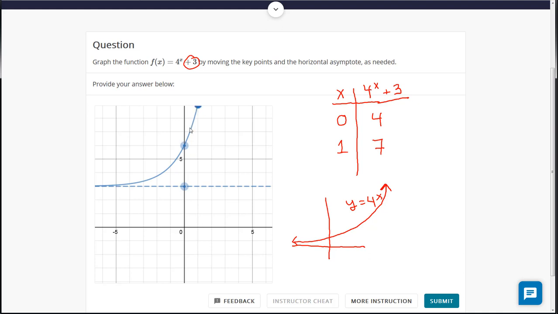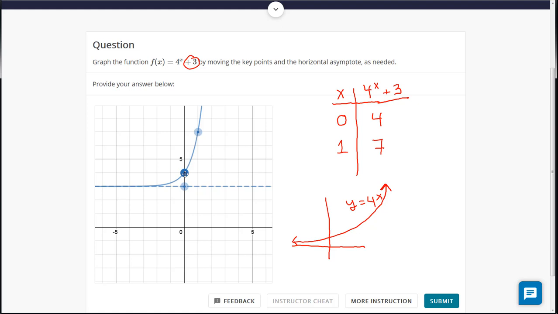Now that I moved it up to 3, it messed up my other points. I guess I did it in the wrong order, but that's all right. We can put them back. We know that when x is 0, we should get 4, so that looks about right. And when x is 1, we should get 7. So there's the point 1, 7.